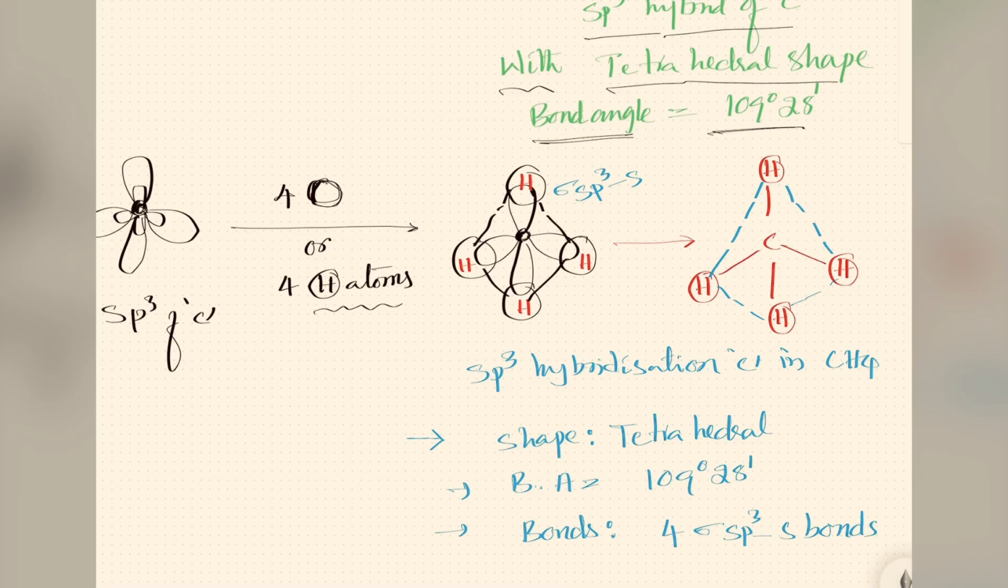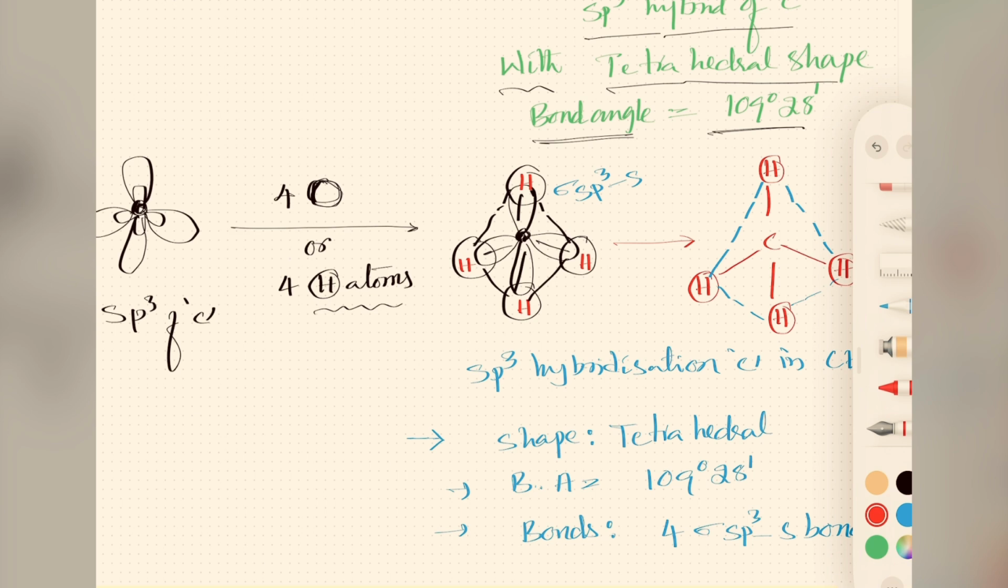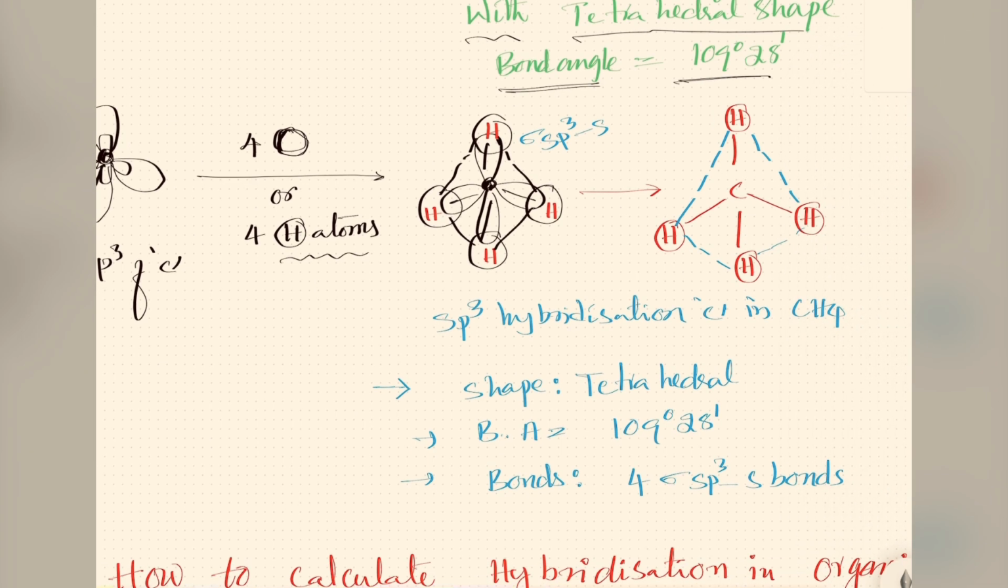So what type of bonds are formed between sp3 carbon and hydrogen? This is a sigma sp3-s bond. How many bonds are formed? One, two, three, four bonds are formed. Therefore, we have these four bonds in a methane molecule.